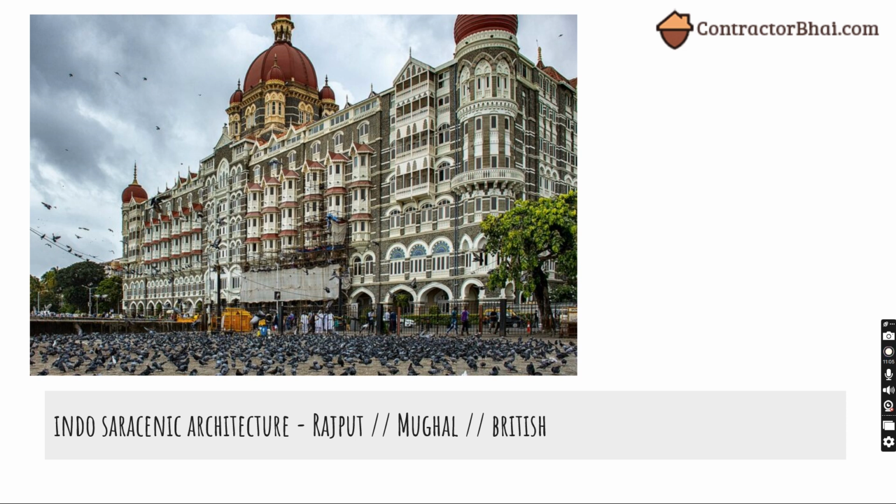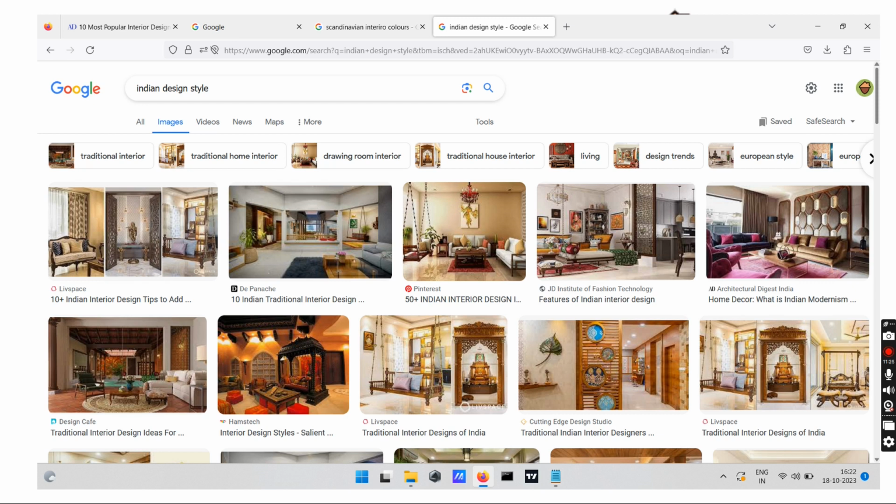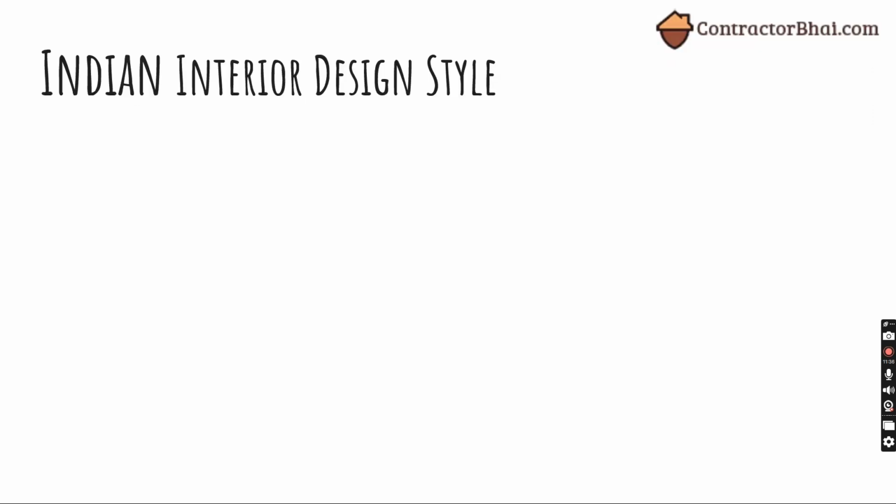So there is a mix of cultures in this architecture, and it is known as Saracenic architecture, Indo-Saracenic architecture. If I search on Google, you will see all these buildings. There is an Indian Rajput, Rajasthan kind of touch, a Mughal touch, a British touch in these buildings, right? If I search for traditional Indian design style, I see a lot of colors. There are a lot of bright colors. There is a lot of woodwork. There are a lot of details, right?